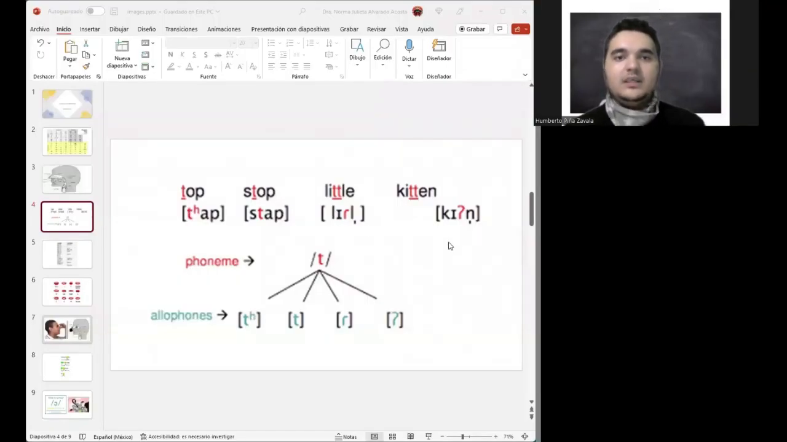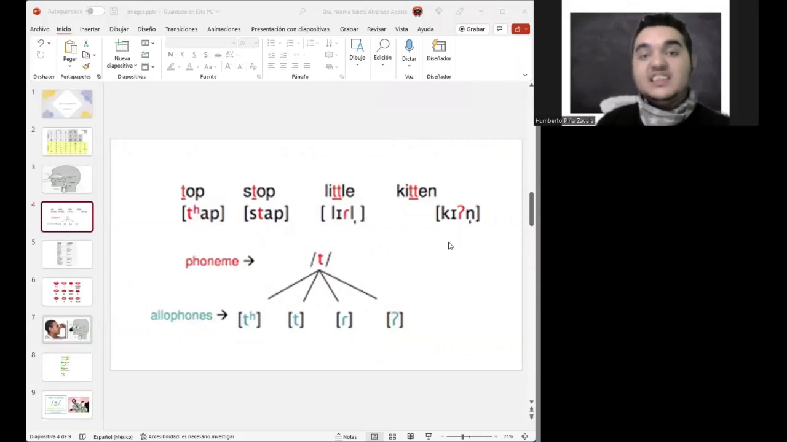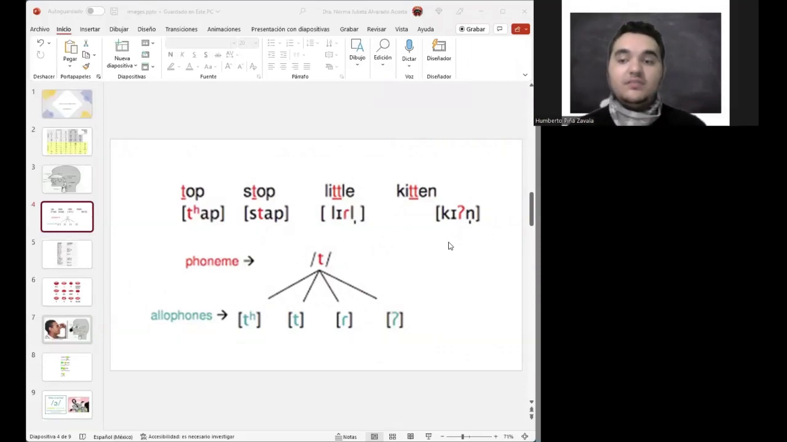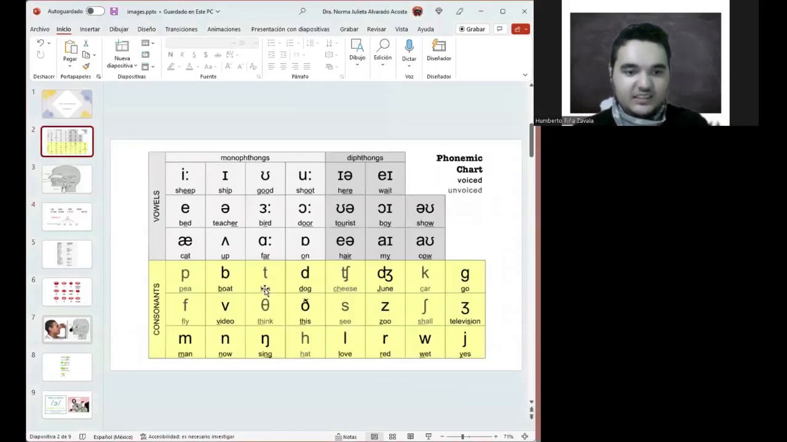Okay. After we saw the anatomy of the vocal tract, now I'm going to explain the differences and examples of what are phonemes and what are allophones. So imagine the T. The T, as you say it in T sound.